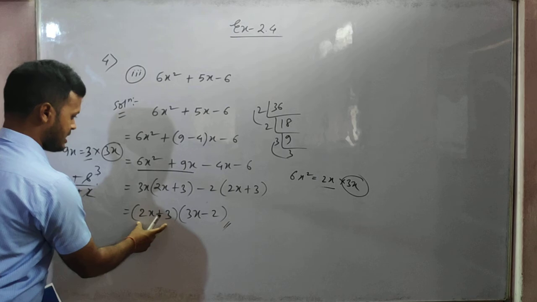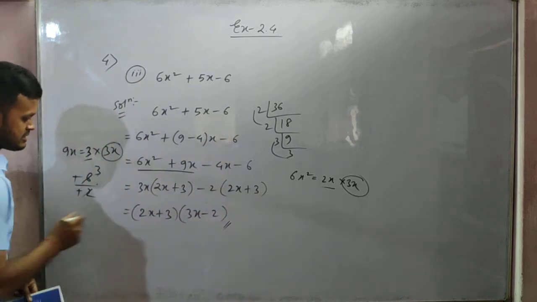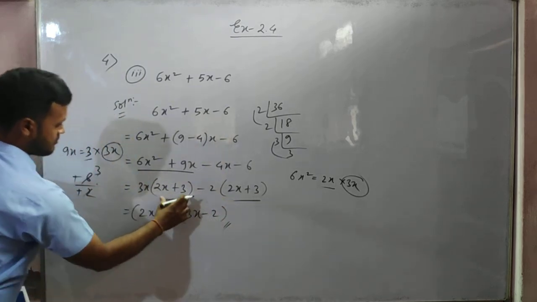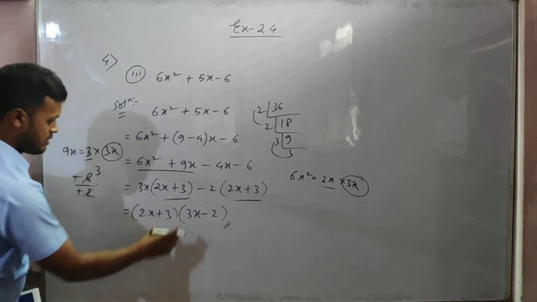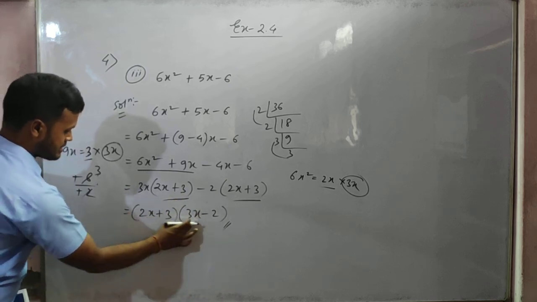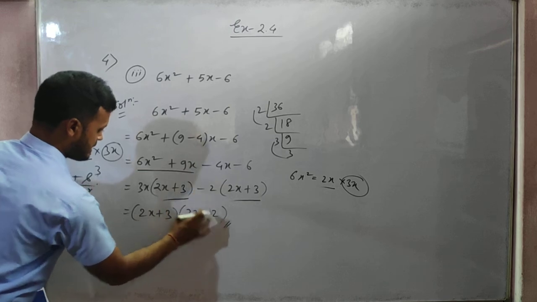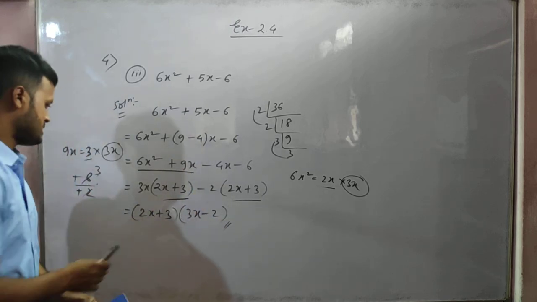Now 2x plus 3 I am taking common from here and from here. If I take 2x plus 3 common, from here I will get 3x, and from here I will get minus 2. So therefore this is the answer.